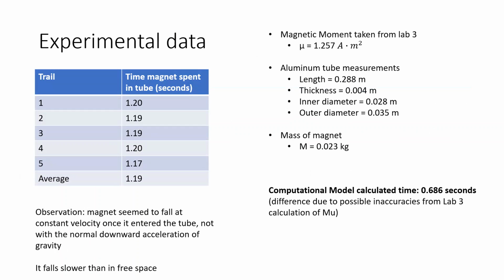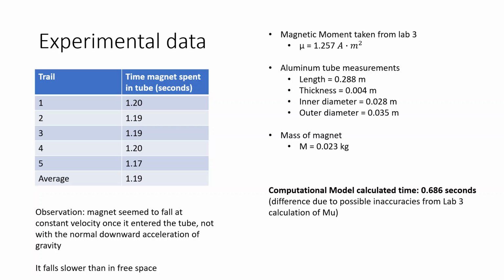So here's some of the data we got from the experiment. On the left side, you can see the average time it took in the tube was 1.19 seconds. And an observation we had was that the magnet seemed to fall at a constant velocity once it entered the tube and not with just the normal downward acceleration of gravity as it did in free space. And that means that it fell slower in the tube than it did in free space.